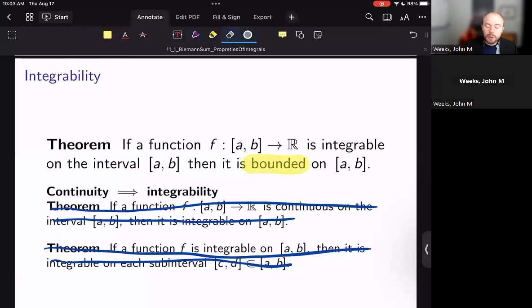Now, continuity is the proposition that we're working with. Continuity is going to imply integrability here. If a function f is continuous on the interval going from a to b, then f is integrable on a to b. Now, the proof of this deals with a notion that we have only skimmed over briefly, which is the notion that any function that is continuous on a closed and bounded region is uniformly continuous.